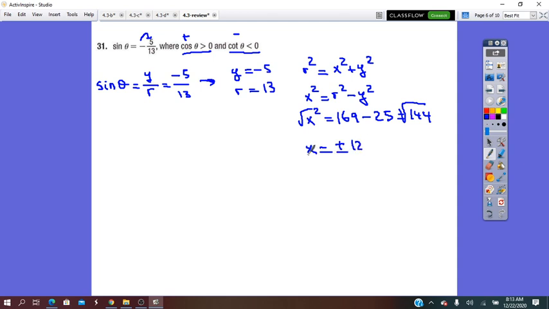X stands for the cosine, sorry. And the cosine is given positive. Then from here, as long as the cosine is given positive, we will work with x equals positive 12. So we can put here x equals 12.